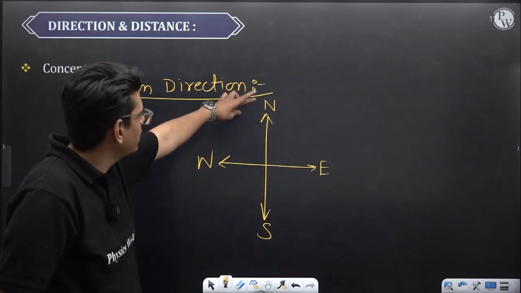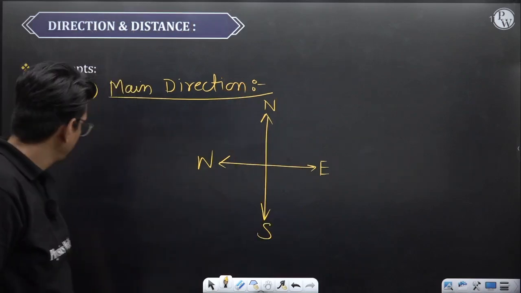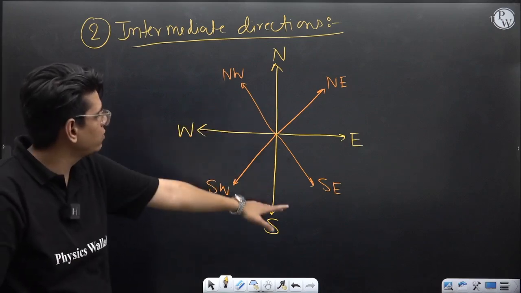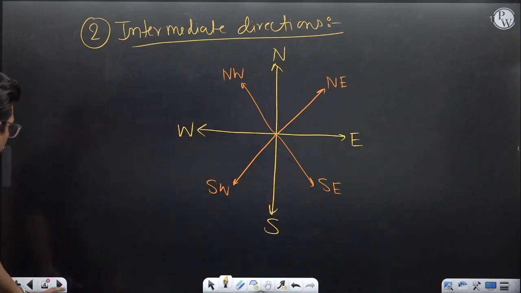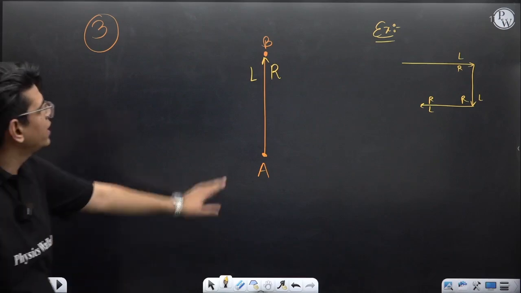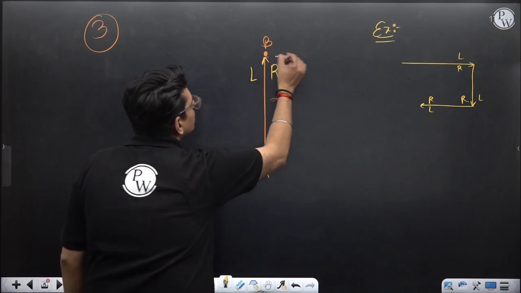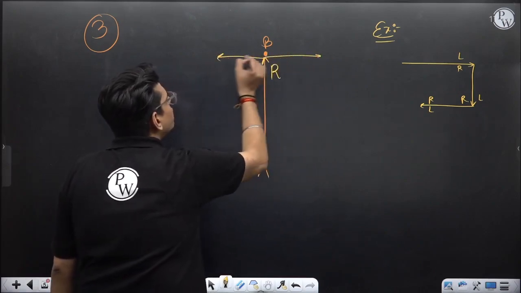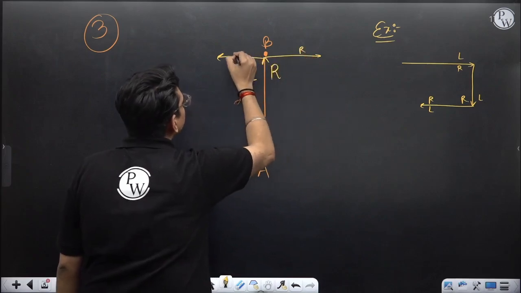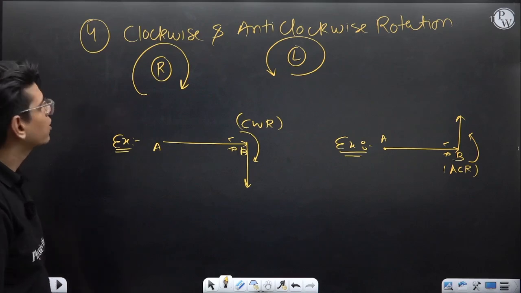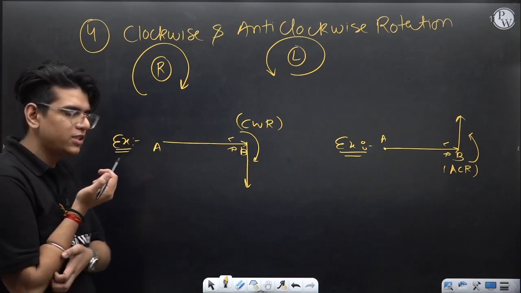So what we have covered till now is the main directions. Main directions are north, south, east, and west. After that, the intermediate directions, which are northeast, southeast, southwest, northwest, right? After this, what is right and left of a movement, right? This is your right movement from this point. This is your left movement from this point, right? Okay. After that, we saw clockwise and anti-clockwise direction.